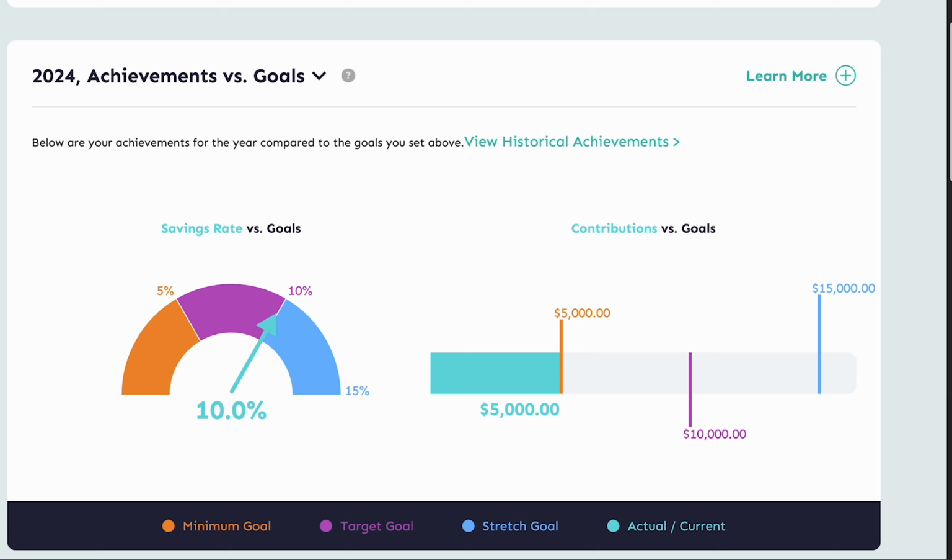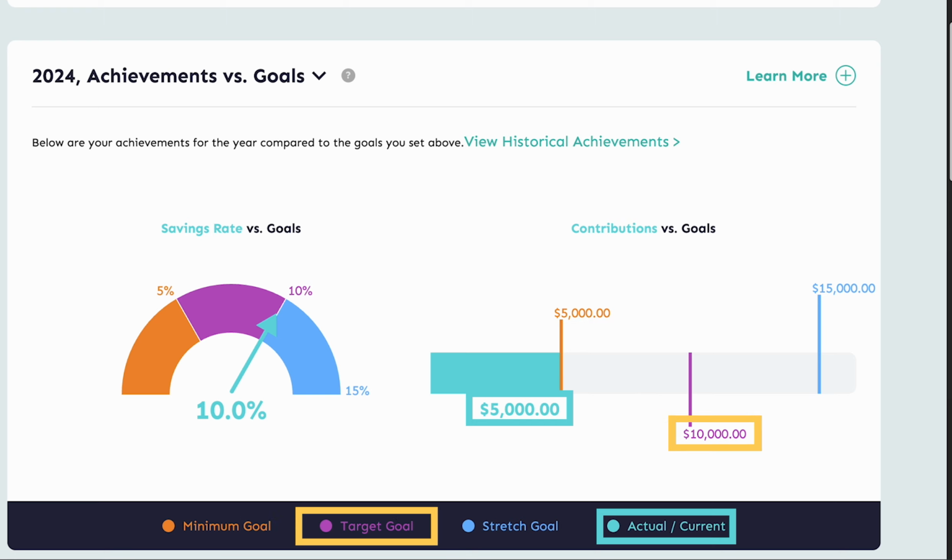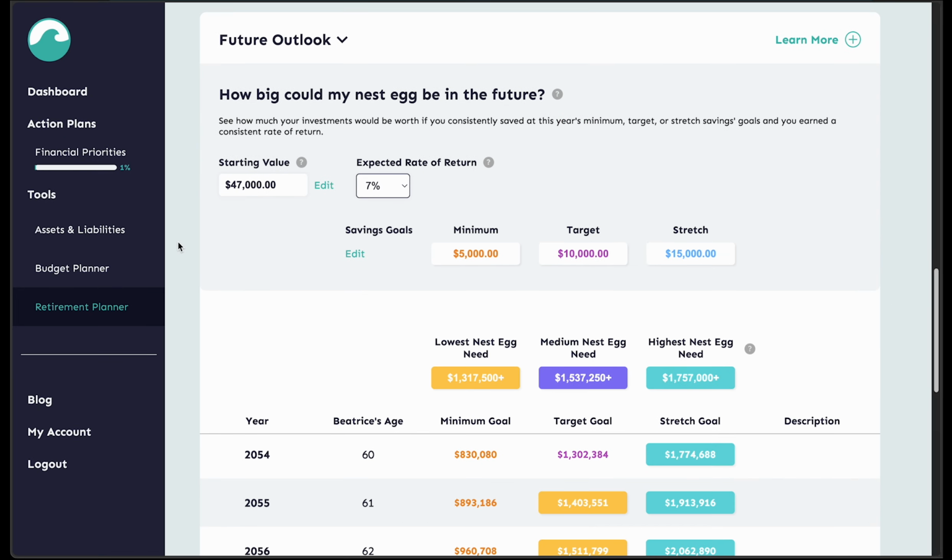So in this example, we'll continue to imagine that we're halfway through the year and can see that this person has just hit their minimum savings goal of $5,000. But they still need to save another $5,000 in the second half of the year to hit their target goal, or another $10,000 in the second half of the year to hit their stretch goal. Now let's look at the last module on step 2, the Future Outlook table. The first thing to note is that you don't need to edit anything here. Everything this chart is telling you is based on inputs from earlier in step 2 or step 1.